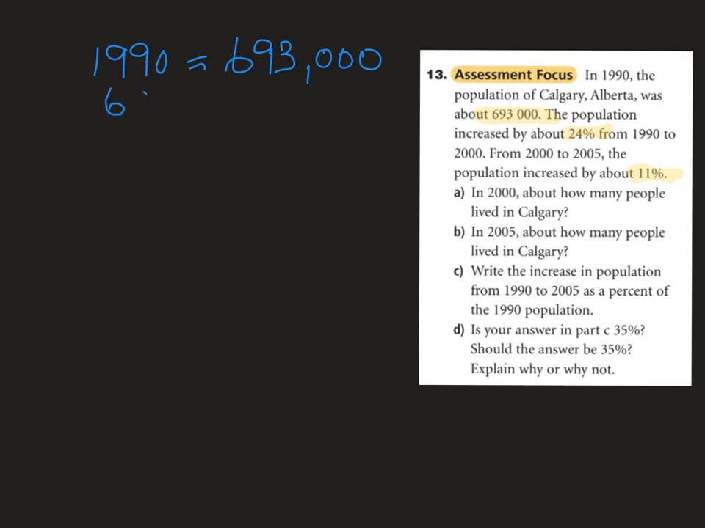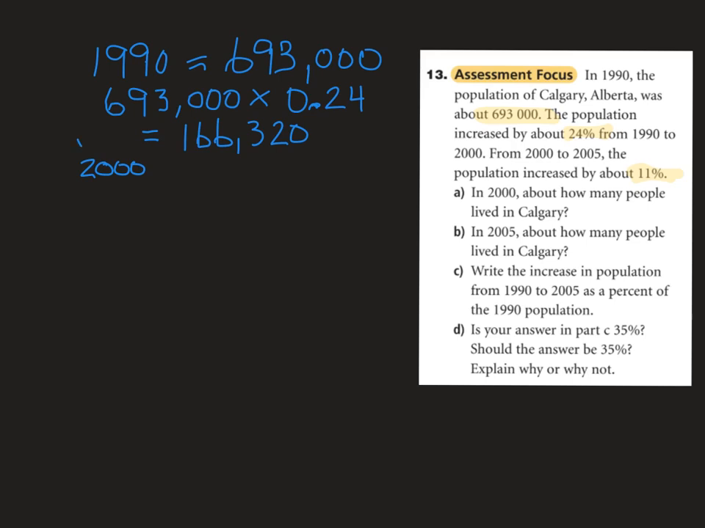So we're going to do 693,000, and we can use the algorithm, right? 24% equals 0.24, so I'm going to divide by 100. Now I don't have my math pre-calculated here, so this is going to take me a second. I've got to do it on my calculator. So 693,000 multiplied by 0.24. So we know that 24% of 693,000 is 166,320.